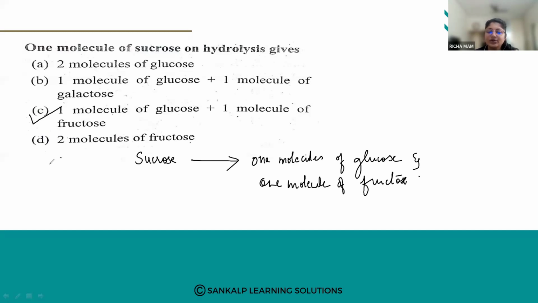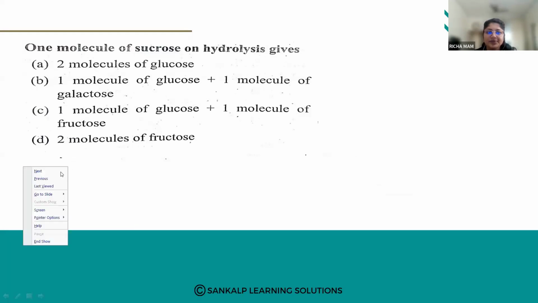As I have said, sucrose is a disaccharide, also called cane sugar. What do you mean by disaccharide? It is made up of two monosaccharide units, that is, glucose and fructose. So when it undergoes hydrolysis, it easily splits into D-glucose and D-fructose. Fine, so the answer is option C. I hope you have got it. Let us go for the next question.